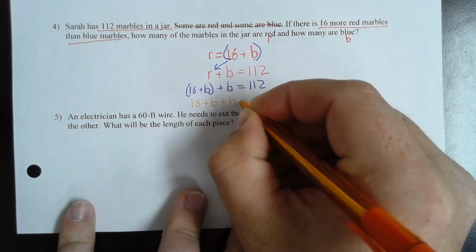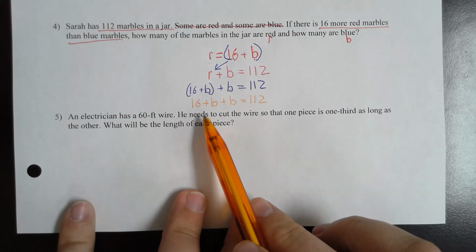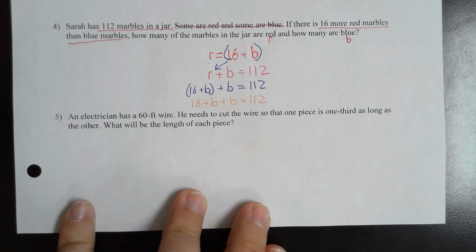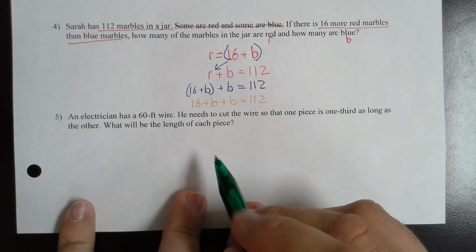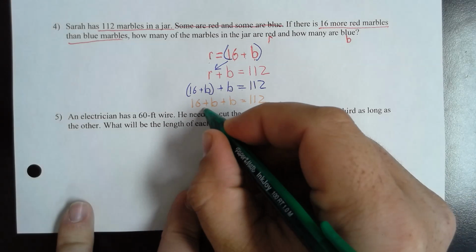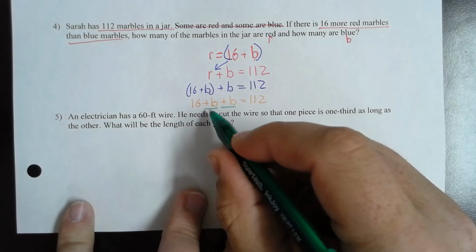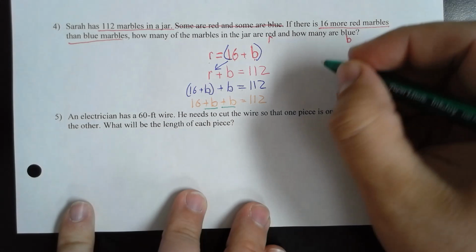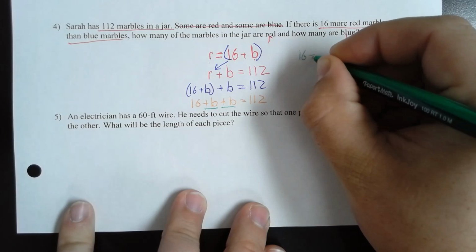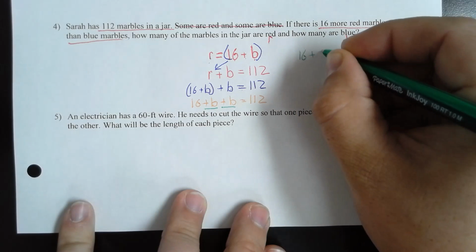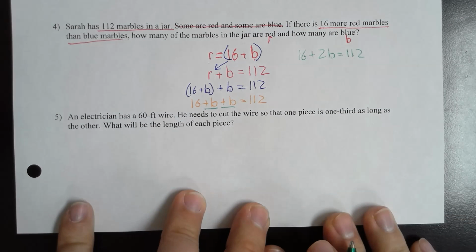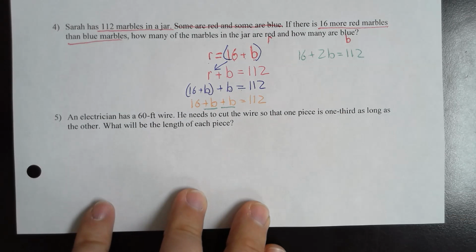Since there's nothing to do on the outside, we can just drop them out. Okay? So now, in order to solve, what do we need to be doing? Very good. Combine your like terms. B plus B makes what? 2B. So I have 16 plus 2B equals 112. Where do I need to go from there? Subtract 16. Very good.